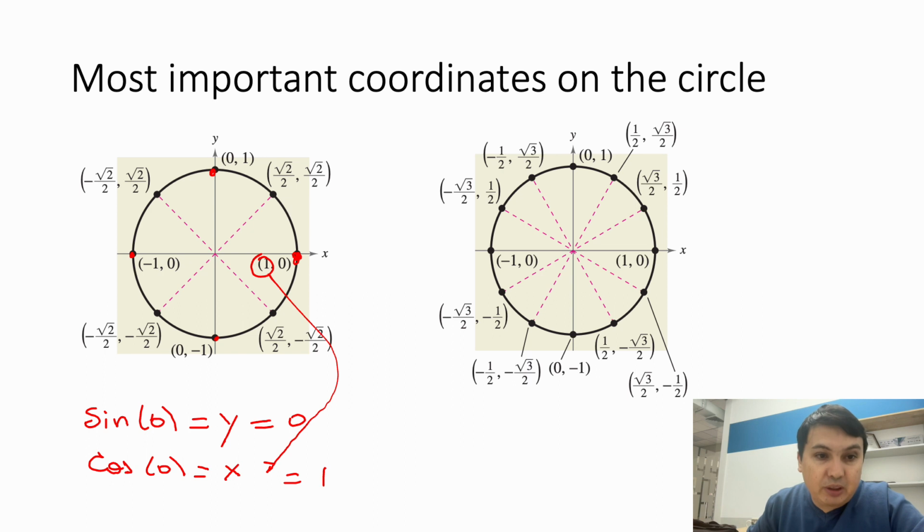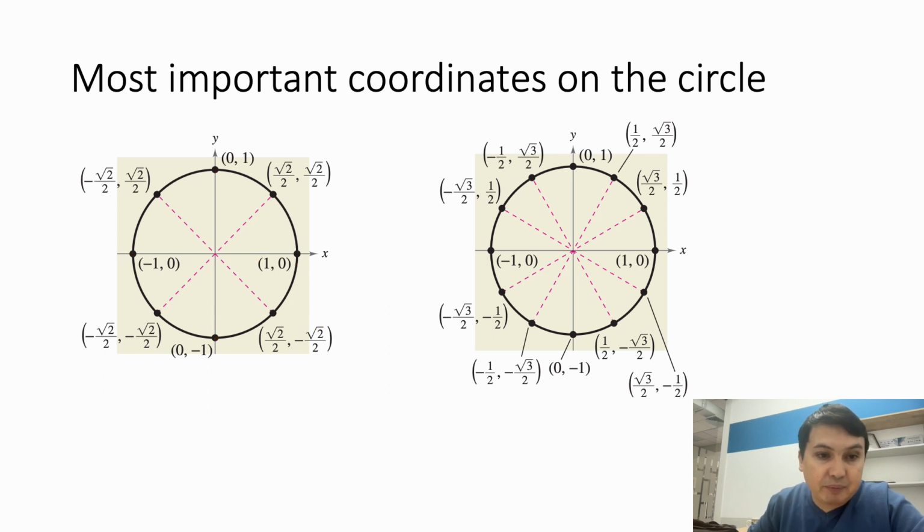Now, if I look at the 45 degree, or pi over 4, angle here, if I split the circle as such, all the 45 degree angles are equal. So what I'm doing is splitting the circle into 8 equal pieces, and each one is going to be 45 degrees. Then this coordinate here is going to be square root of 2 over 2, comma square root of 2 over 2. Well, why is that?